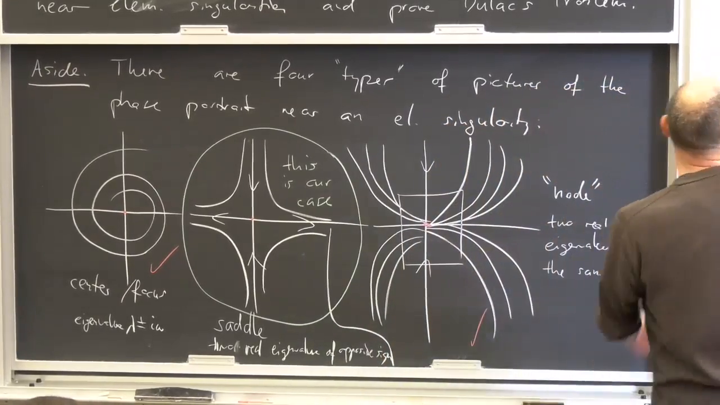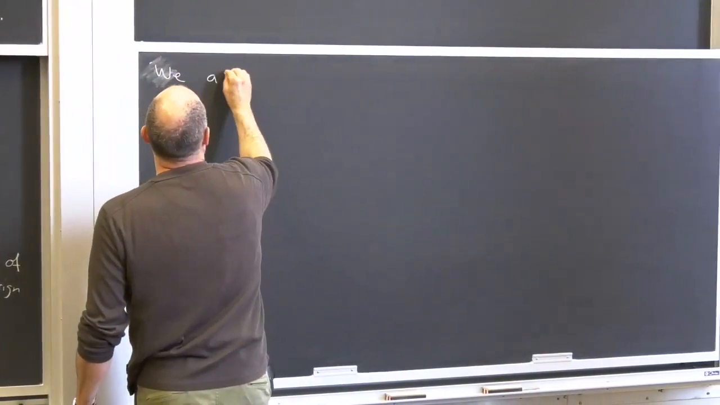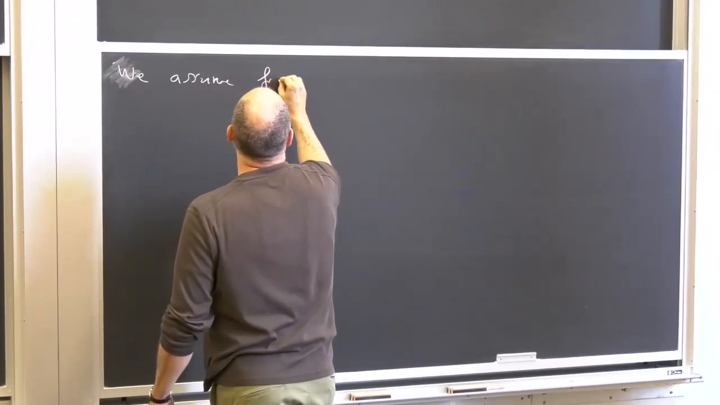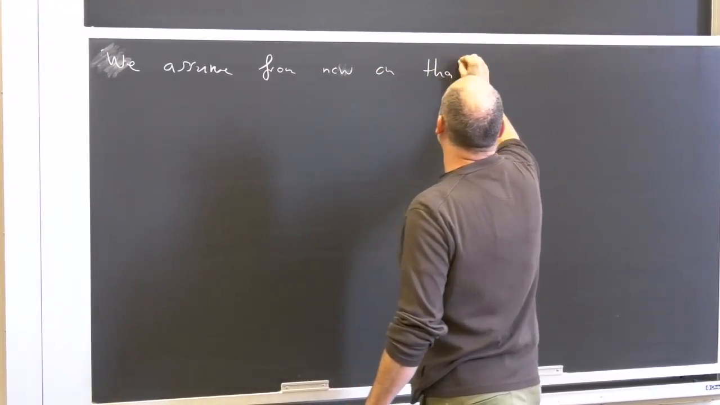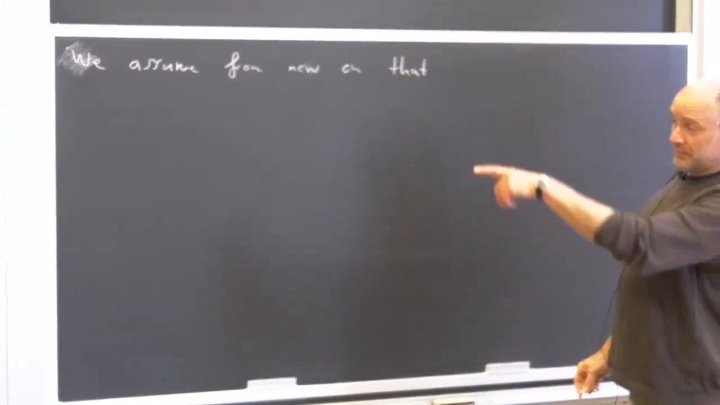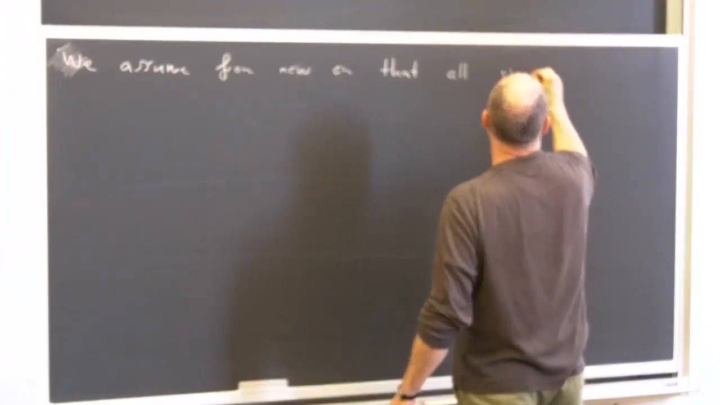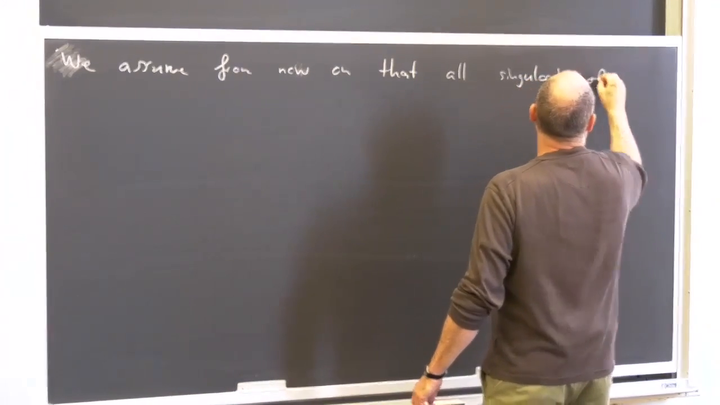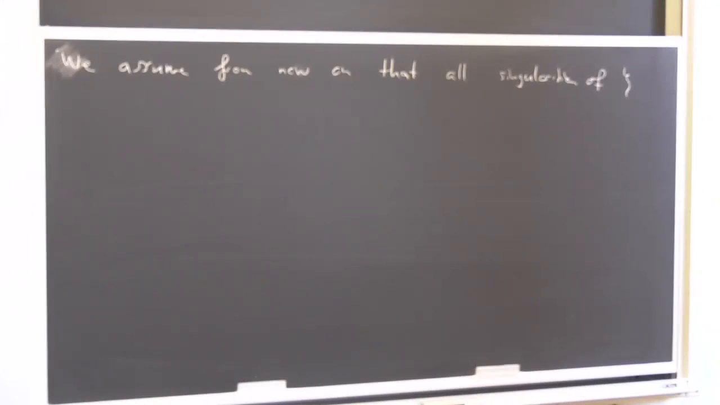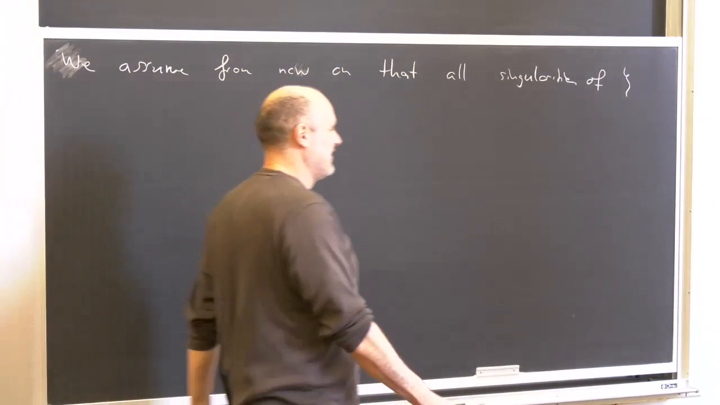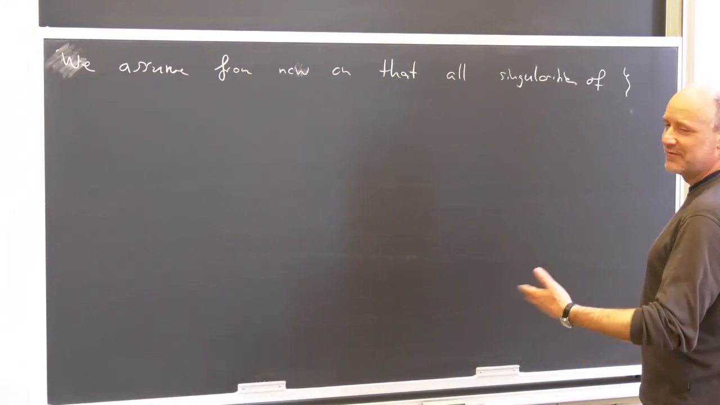So we assume from now on that all the singularities of C are of this nature. And this is kind of an arbitrary choice. It's just because that's what I know something about. It's not because the other cases are not covered.